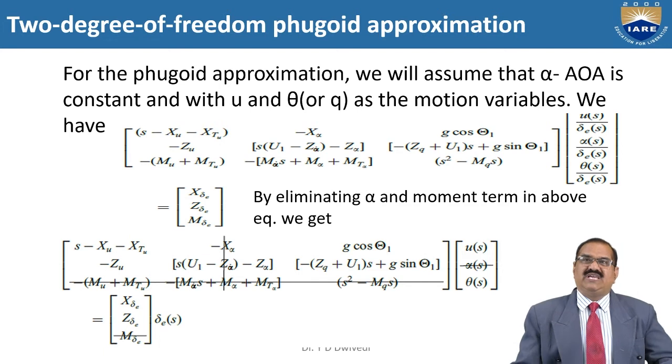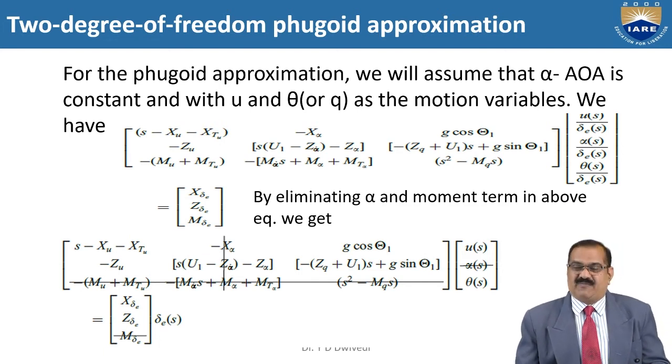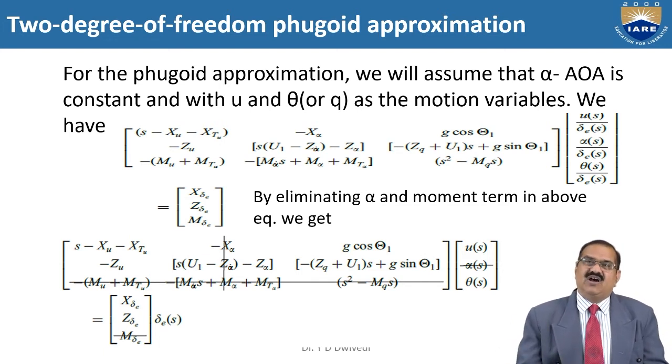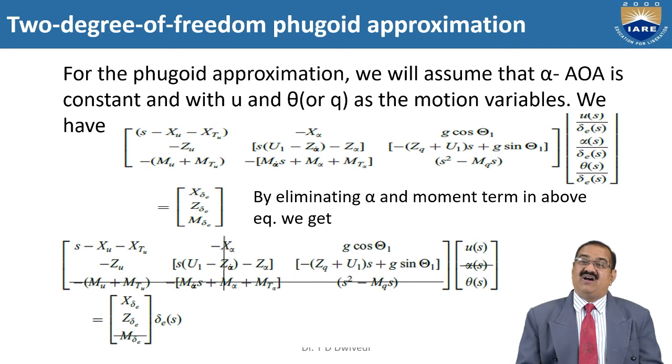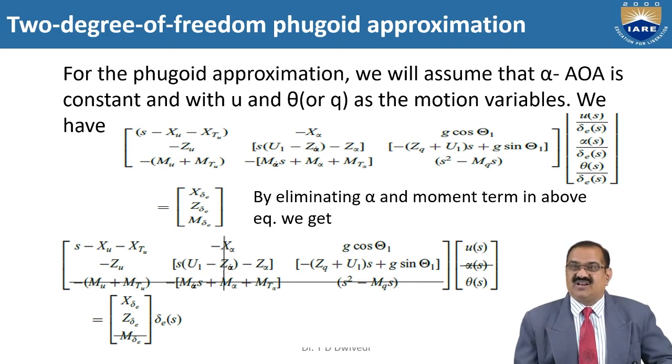Now the Phugoid approximation. So far we have learned the short period mode; now the Phugoid is the long period mode. For the Phugoid approximation, we assume that alpha, the angle of attack, is constant, with u and theta or q as the motion variables. In the short period, alpha and theta were the variables, but here alpha is constant and u and theta are the variables.